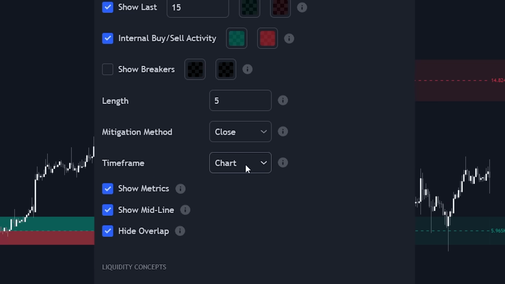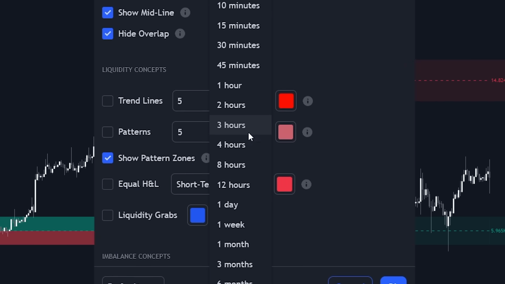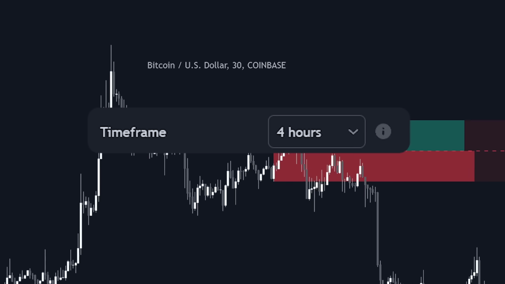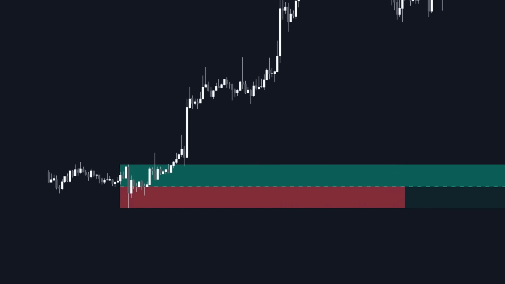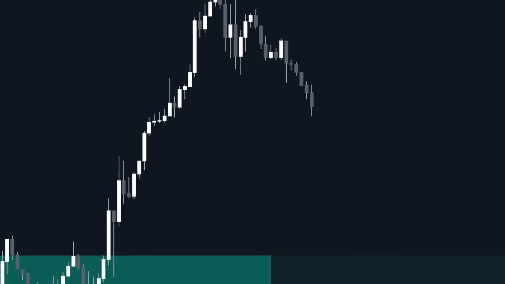We also included a time frame feature allowing users to see order blocks from any higher or lower time frame. Here, we can see we're on a 30-minute chart, but I can use the time frame option to display order blocks detected on a 4-hour time frame, potentially identifying more significant areas on the chart. These are just some of the many use cases for these volumetric order blocks.